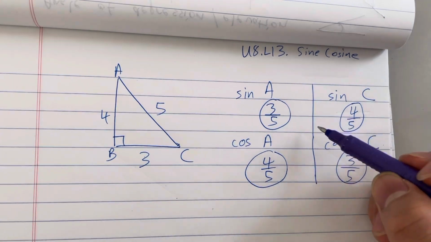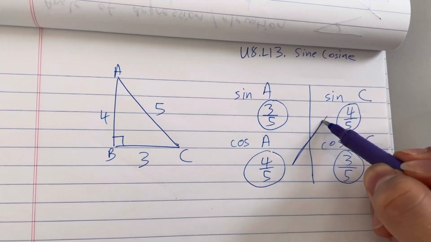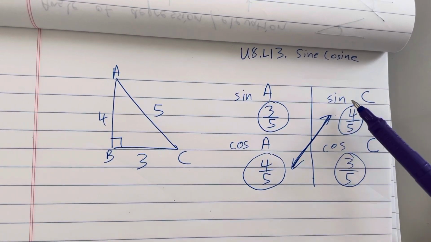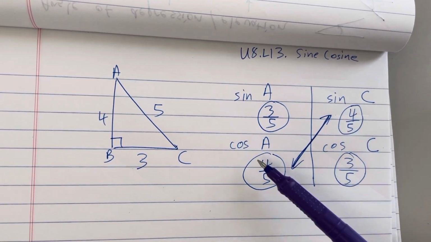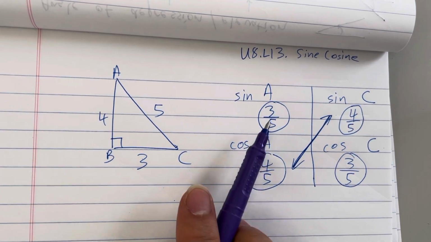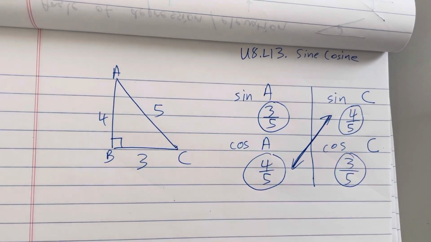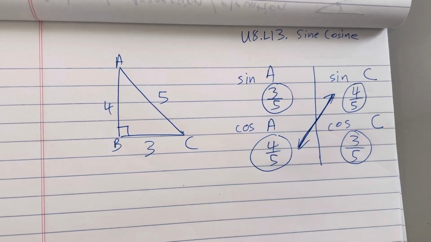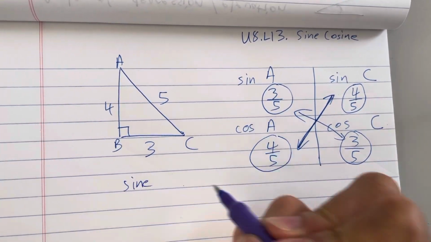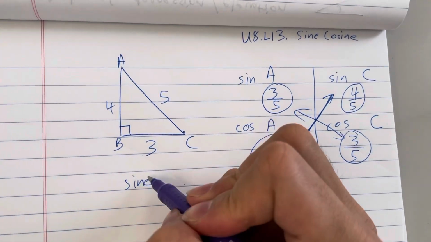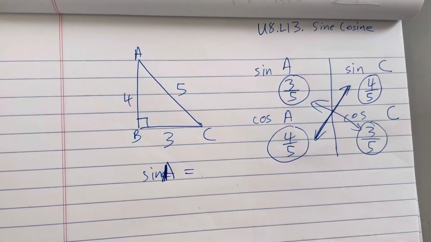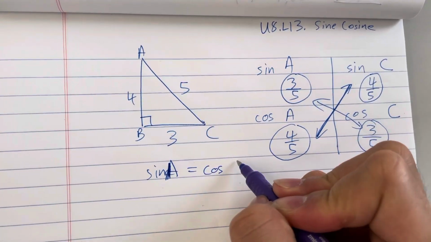Well, notice how sine C, which is 4/5, is equal to cosine C, 4/5. And then here, sine A is actually equal to cosine A, right? So what's the deal here? Why are they actually equal to each other? Well, and what's their position? Well, whenever sine A is going to be congruent, or it's equal to cosine C.